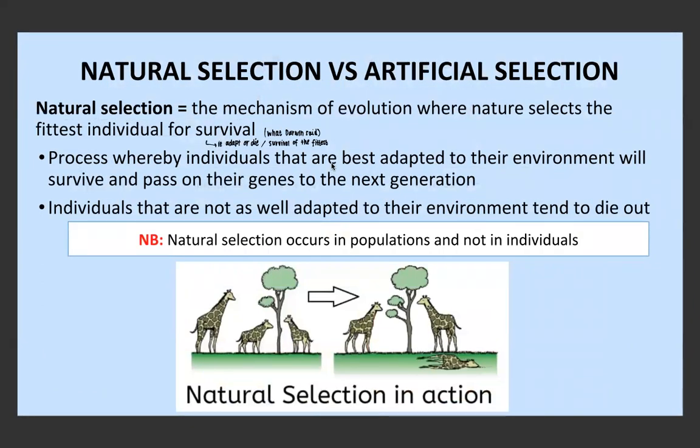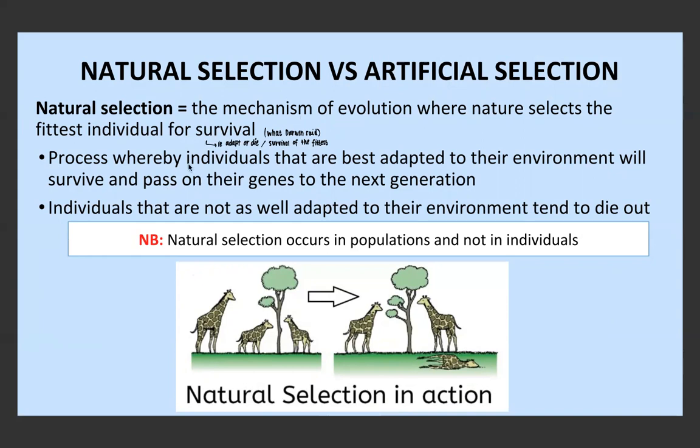So then if we look at natural selection, and we're going to compare it later to artificial selection, it's really important to know the process of natural selection and the important parts about it. So natural selection is the mechanism of evolution where nature selects the fittest individual for survival. So that's what we often call survival of the fittest, adapt or die, that sort of thing.